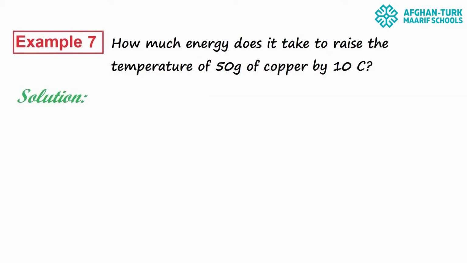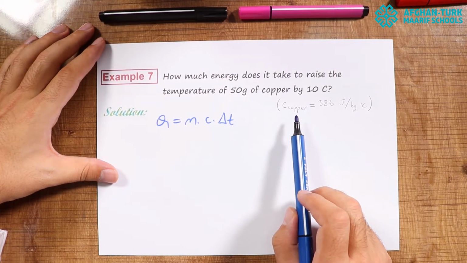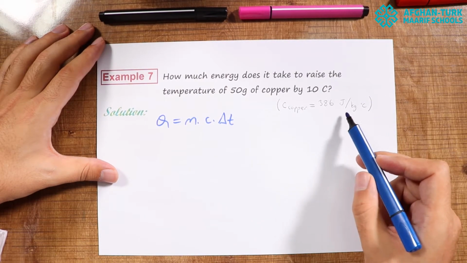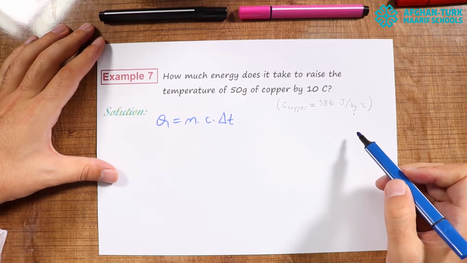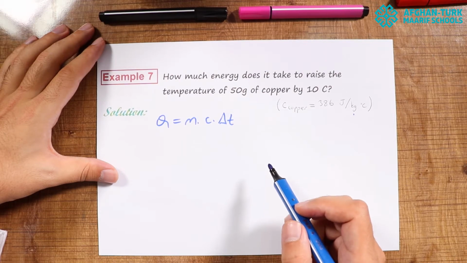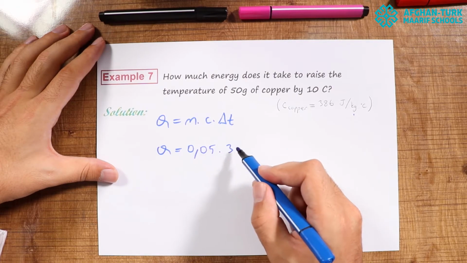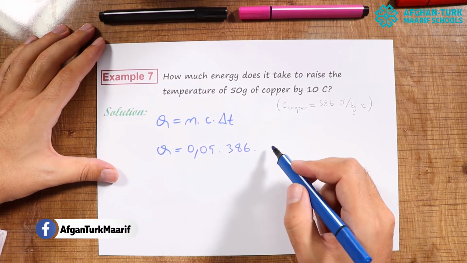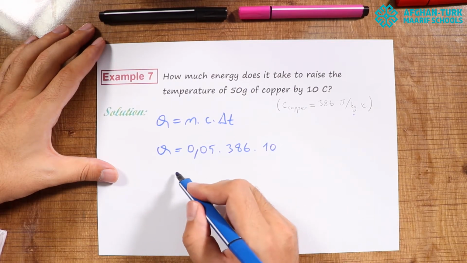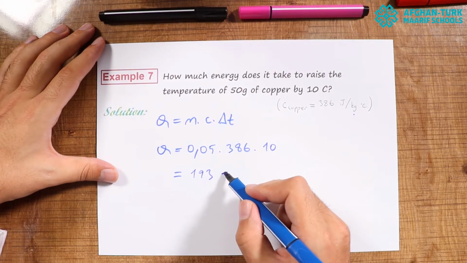This one is also very similar. Again, by using the same formula we can get the answer. The specific heat capacity of copper is 386, and because it's in kilograms, as you can see, we need to transform the gram to kilogram. I will find the needed energy as 0.5 times 100 times 386 times delta T, which is 10 degrees. So from here I can find 193 joules.